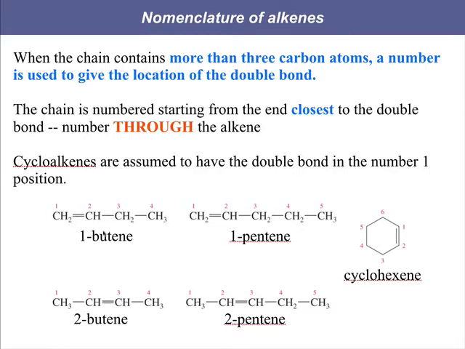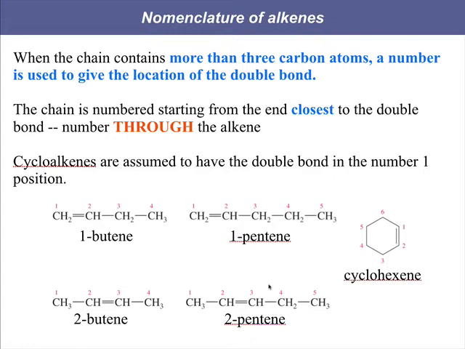So we would always number it from the end closest to the double bond. So 1 butene means we've got a 4-carbon chain with a double bond on the 1 carbon from 1 to 2. 2 butene means we've got a 4-carbon chain with a double bond starting on the 2 carbon from 2 carbon to 3 carbon. Here's a 5-carbon chain. So that's pent. Pent is our root. We've got a double bond, so that's pentene. And the double bond starts on the 1st carbon. So that's 1 pentene. Here's, again, a 5-carbon chain, so pent with a double bond, so it's pentene. The double bond starts on the 2 carbon, goes from carbon 2 to carbon 3, so it's 2 pentene.